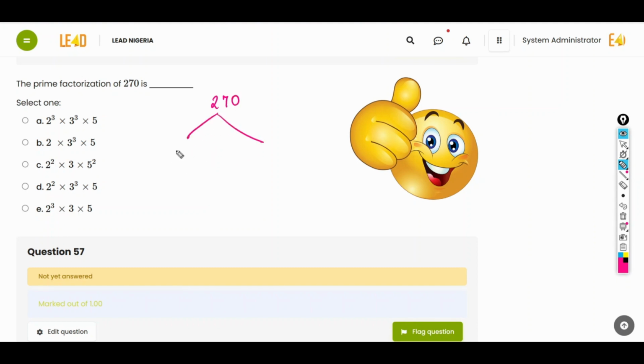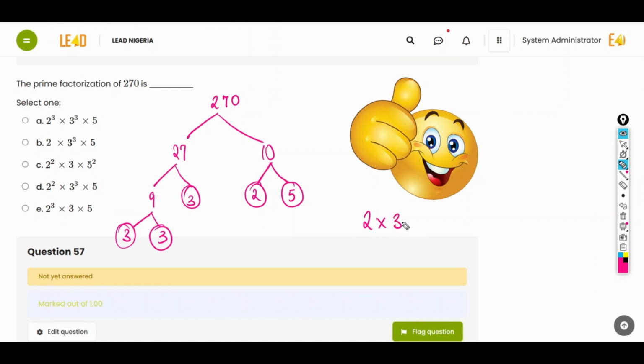I find it easier, so we can just go 27 times 10 is 270. We can break down 27 into 9 times 3, and then break down 9 into 3 times 3. So I'll put circles around these because they are all prime numbers. And then 10 can be broken down into 2 and 5, prime numbers also. So the answer is 2 times 3 raised to the power of 3, times 5. So 2 times 3 cubed times 5, that's option B.